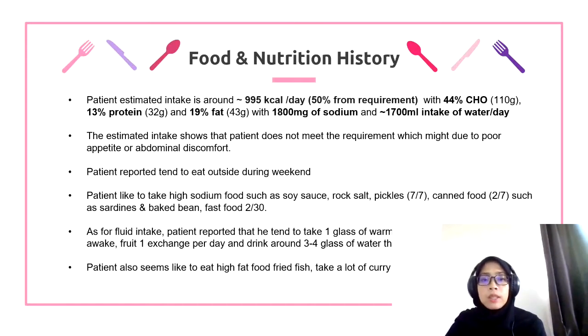Patient reported that he tends to eat outside during the weekend. The patient likes to take high sodium foods such as soy sauce, rock salt, pickles, canned foods such as sardines and baked beans, and fast food. As for food intake, the patient reported he tends to take 1 glass of warm water every morning once he wakes up, one exchange of fruits per day, and drinks around 3 to 4 glasses of water throughout the day. The patient also seems to like high fat foods such as fried fish, and takes a lot of gravy, especially curry gravy, based on the diet recall.